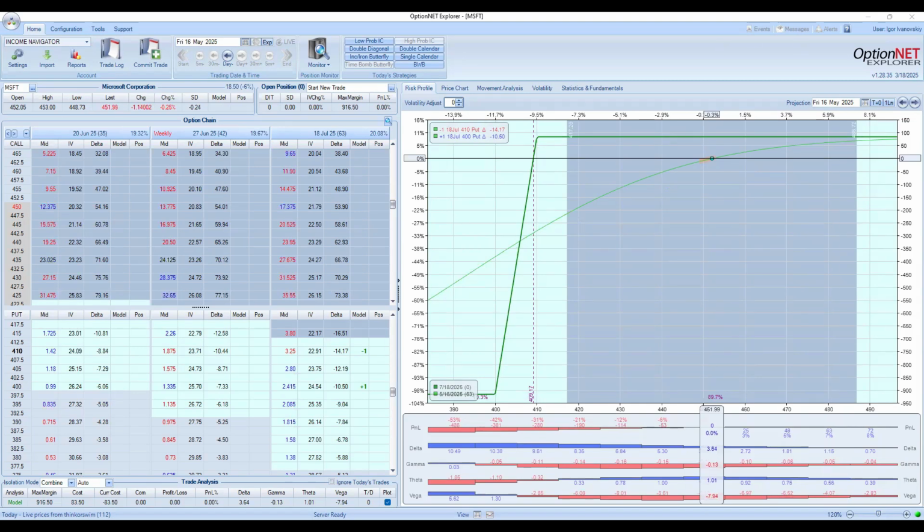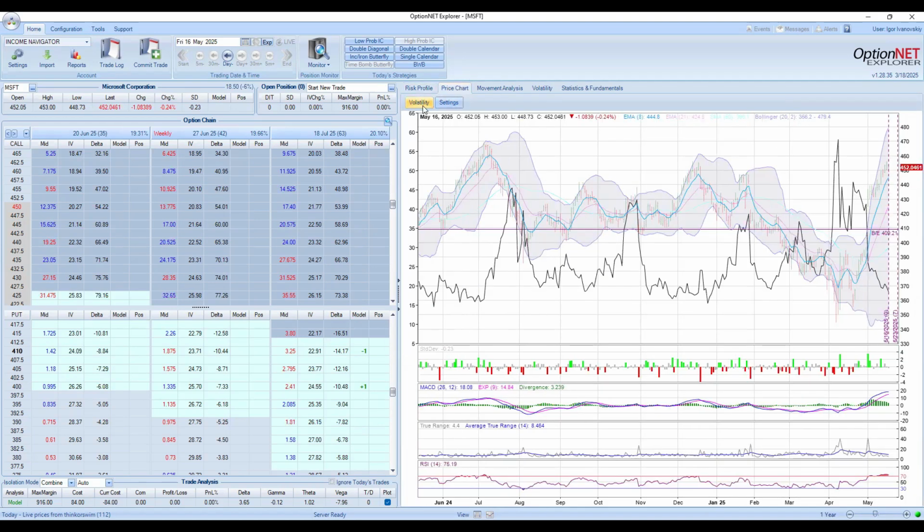I looked earlier at Microsoft IVR, which is implied volatility rank. Hang on one second, I'll have a look again. Microsoft IVR right now is at 9, right? That means that implied volatility for Microsoft has been lower only 9% of the time. So this is fairly low.